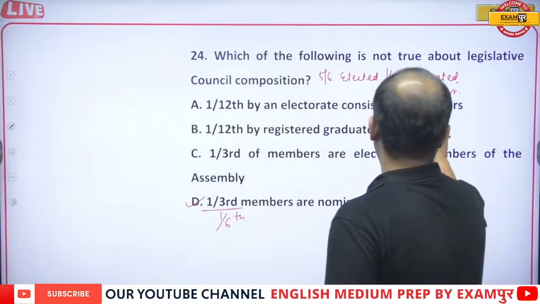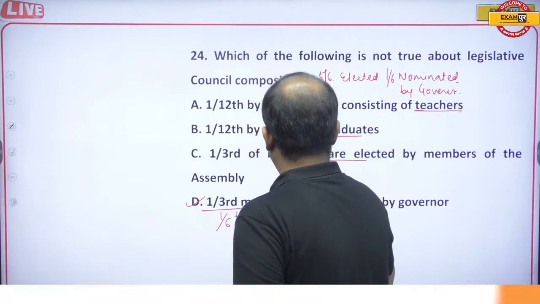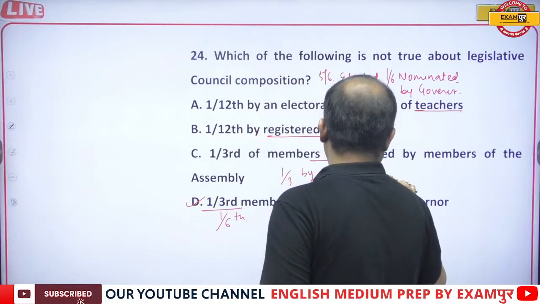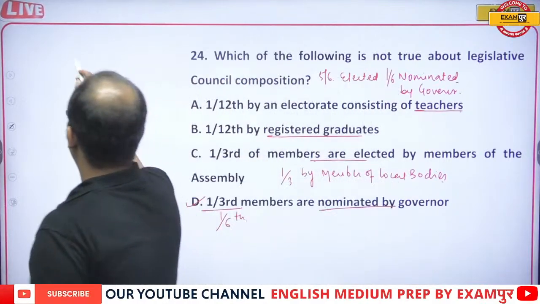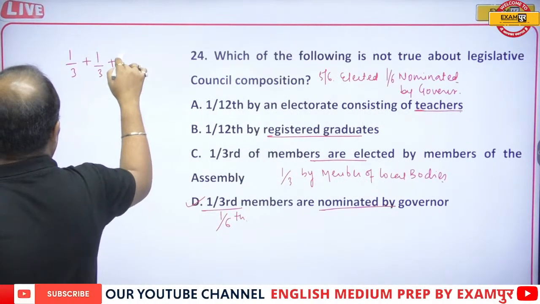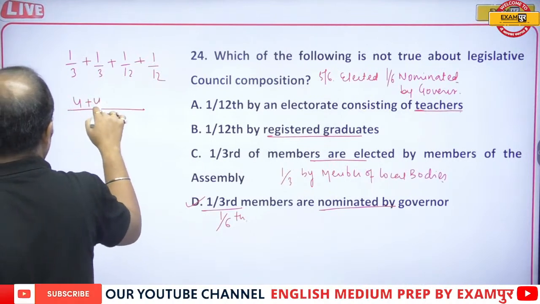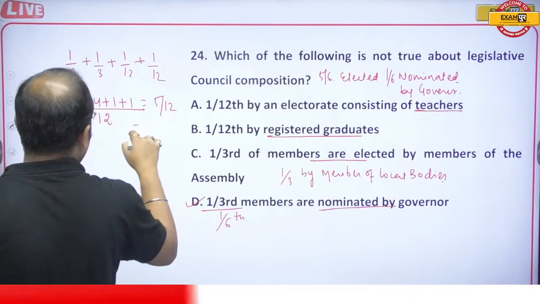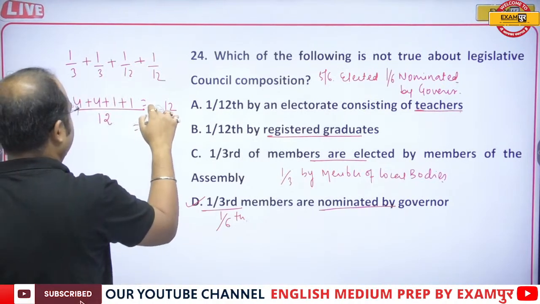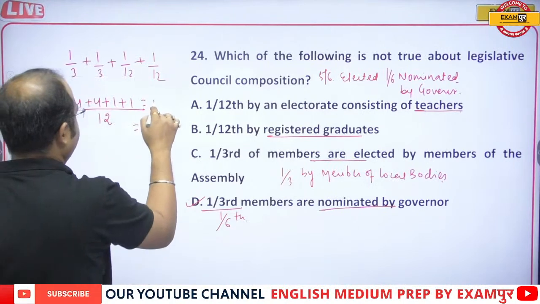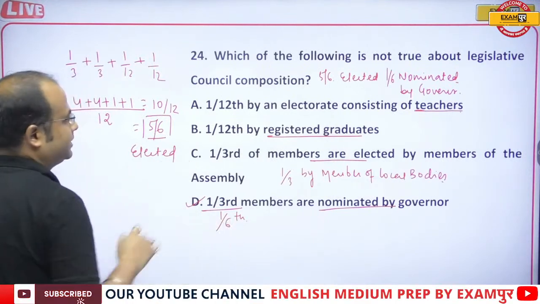1/12 is elected by teachers, 1/12 by graduates, 1/3 by the MLAs, and 1/3 by members of local bodies. Plus 1/6 are nominated by the governor. So 1/3 plus 1/3 plus 1/12 plus 1/12. If you take the LCM, that will become 12: 4 plus 4 plus 1 plus 1, so that is 10/12. So finally it will become 5/6 elected and 1/6 nominated.